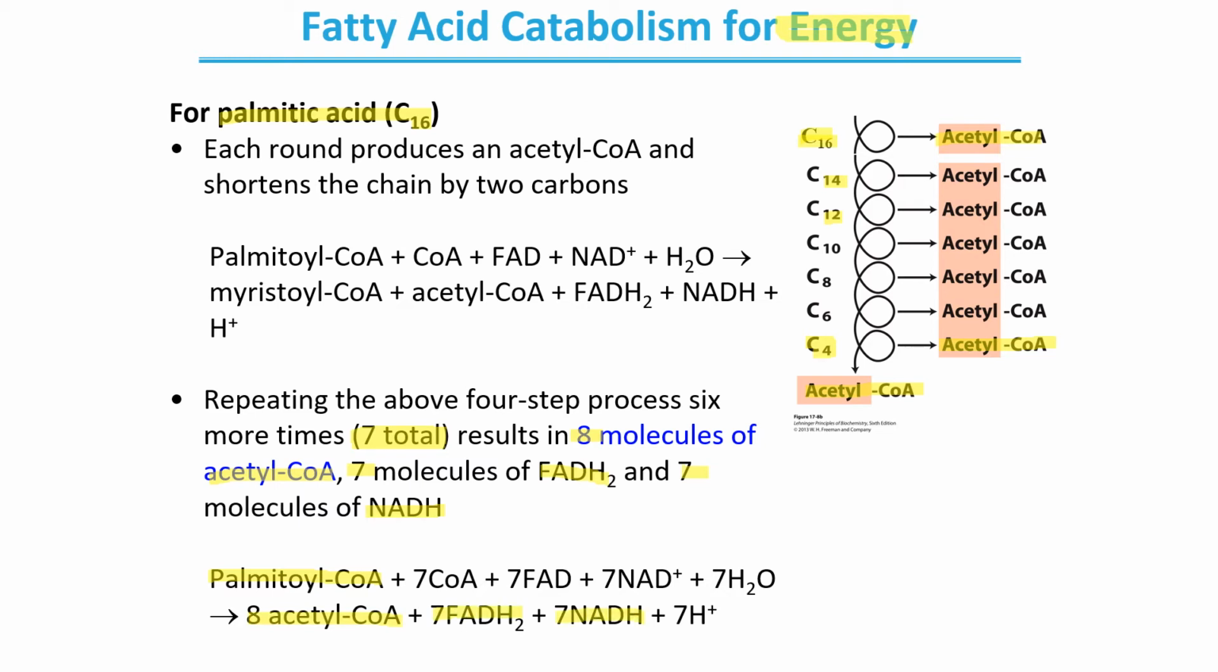Now in every round we get 1 FADH and 1 NADH molecule. So after 7 cycles we get 7 FADH and 7 NADH. But how do we get these 8 acetyl-CoA molecules? This can be a little bit confusing. And the answer is during the last round we get 2 acetyl-CoAs instead of 1. So that is why the acetyl-CoA number becomes 8, whereas FADH and NADH remain 7 in the 7 cycles.